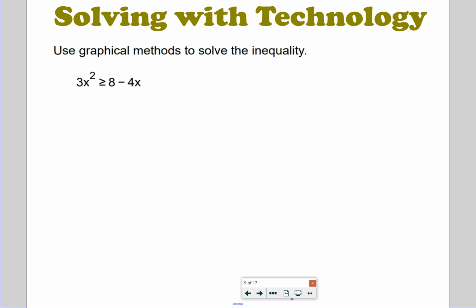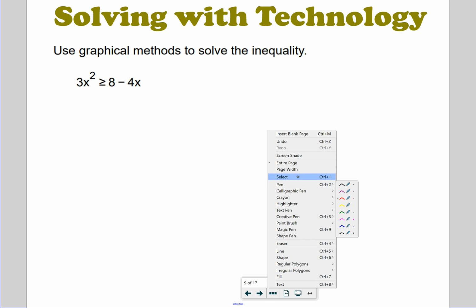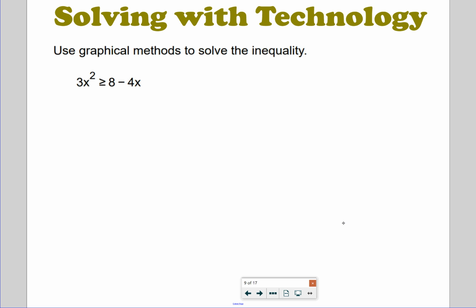Okay, and the next problem we're going to solve with technology. And I'll show you how you can use technology to help you, especially when they become more difficult with the quadratic formula or factoring. Before we get to the technology, though, the first thing we're going to do is get this equal to 0. So I'm going to move everything over to the left, maybe. So 3x squared plus 4x minus 8 greater than or equal to 0, because I have to add 4x and subtract 8 to get it over to that left side.